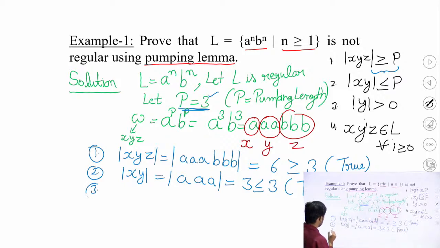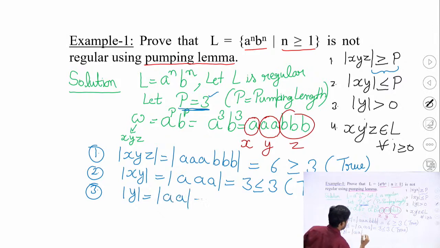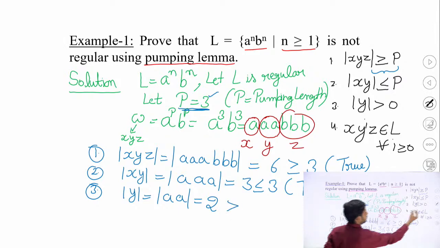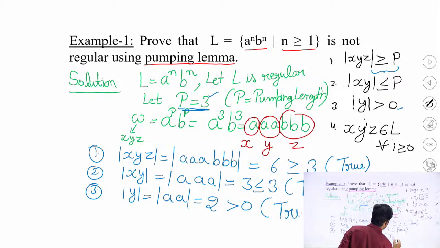Now let's see the third condition. Mod of y. What is y? y is a, which means length is 1, and it is greater than 0. Third condition: now 1 is greater than 0, so this third condition is also true. These three conditions are true.